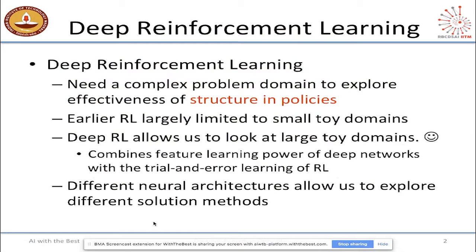Earlier, reinforcement learning was largely limited to small toy domains, with an occasional exception of a helicopter or a backgammon. But deep reinforcement learning nowadays allows us to look at really large domains. Some may argue that they are really large toy domains, but still it gives us sufficient complexity because this combines the feature learning power of deep networks with the trial and error learning of reinforcement learning. And the different neural architectures that people have employed allow us to explore really different solution methods. So I'll start off with a little motivating video to talk about why we need structure in policies.